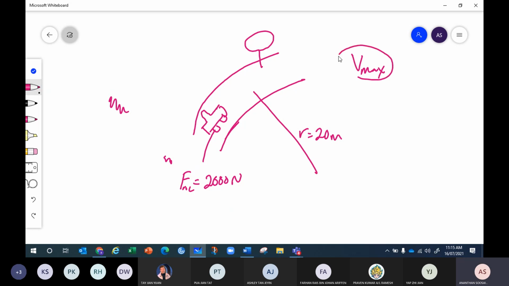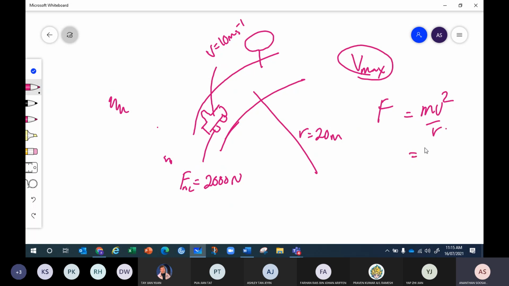Let's work out what the V max is for this system. You have a friction of 2000 Newton and a radius of 20 meter. Let's say you are driving with a speed of 10 meter per second. What is the centripetal force? What is the friction going to be between the tire and the road? So friction is the centripetal force.